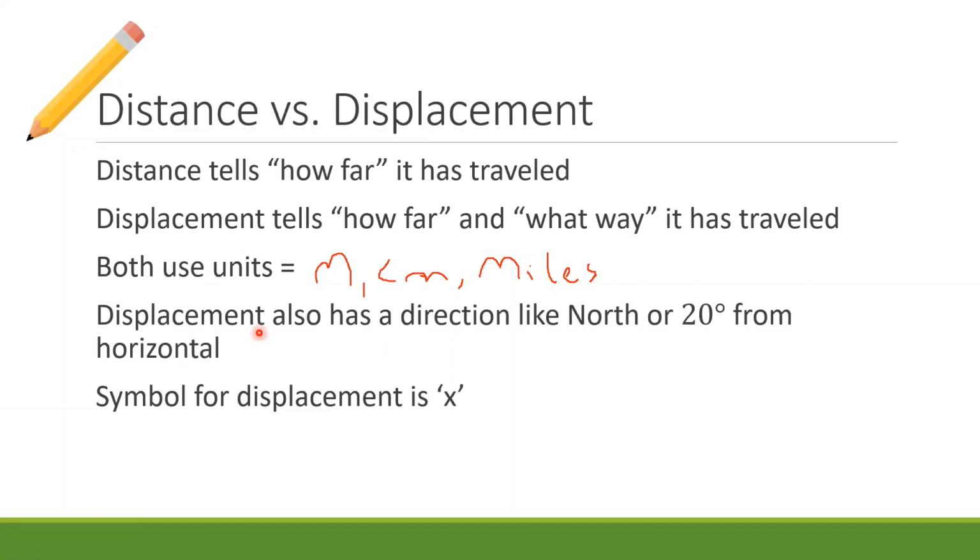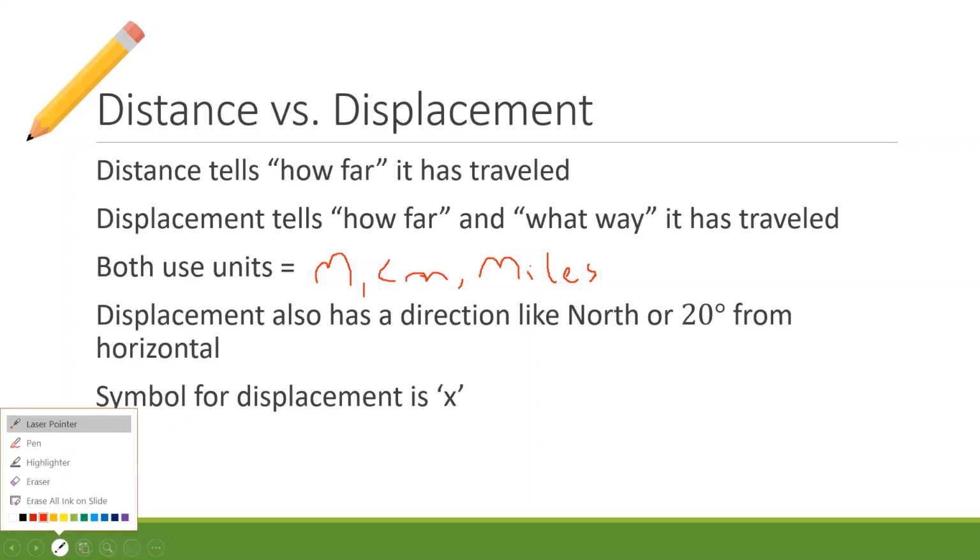You might say forwards. You might say the displacement of this car is 20 meters forwards, 20 meters backwards. It doesn't matter, as long as it's got something to signify a direction, then it's a displacement. And it has the symbol X.